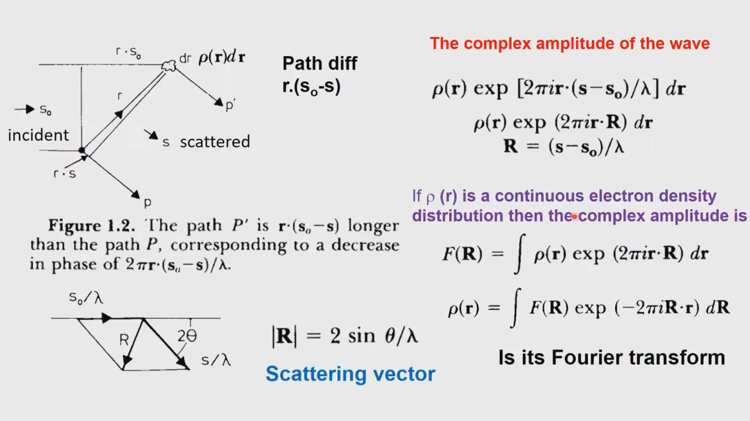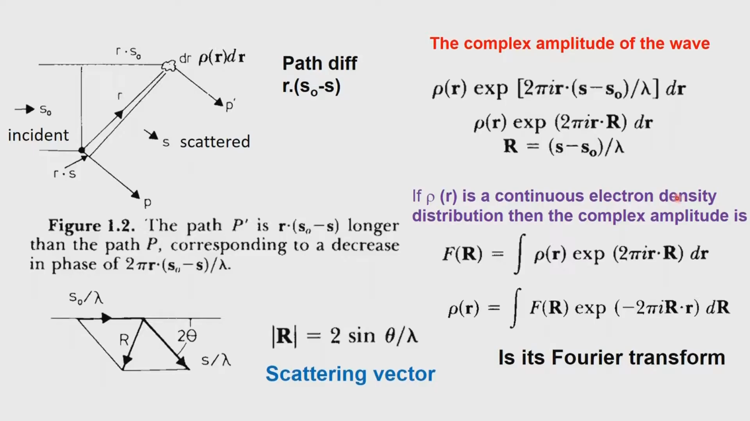Now, if rho of r is a continuous electron density, suppose we have a little element of volume considered and we said it is rho of r d of r, but it is there now in the entire crystal. So, rho of r now represents the continuous electron density distribution, then the amplitude will be an integration over this quantity. So, this is the complex amplitude associated with the wave now coming out from a crystal which has a continuous electron density distribution.